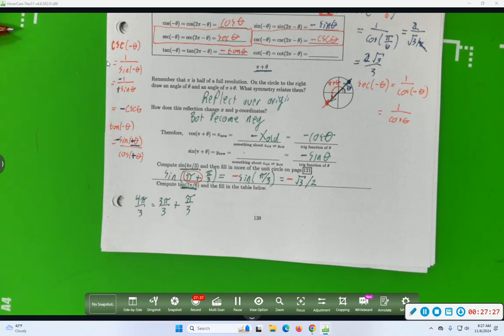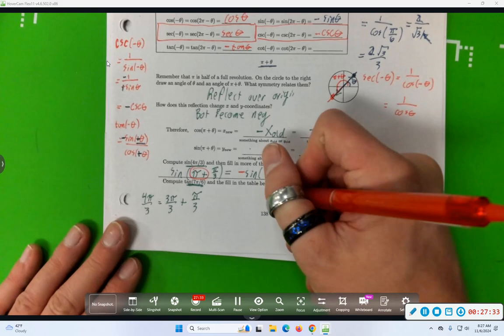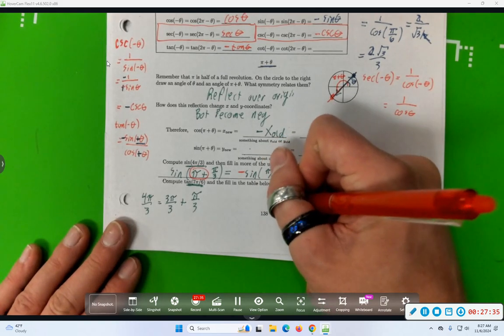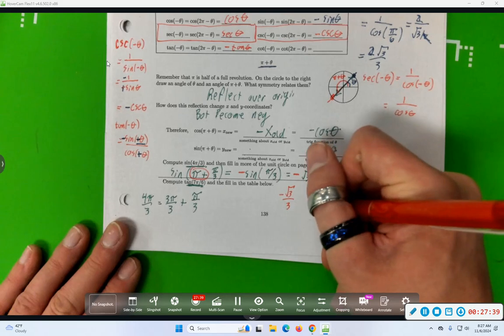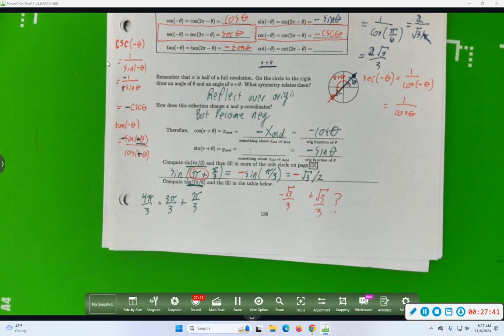Yeah. Negative square root of 3 over 3. I hear a negative root 3 over 3. Do I hear agreement or disagreement? I got square root of 3, a positive root 3 over 3. Cool. Let's check.